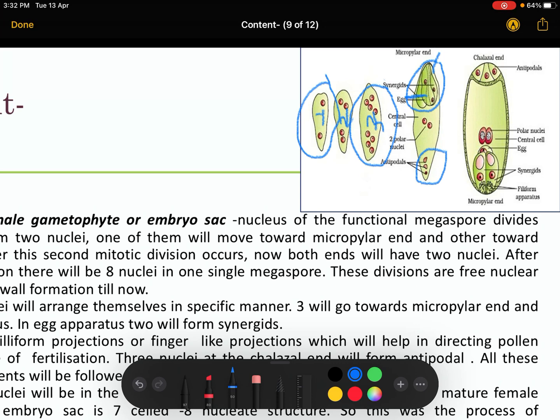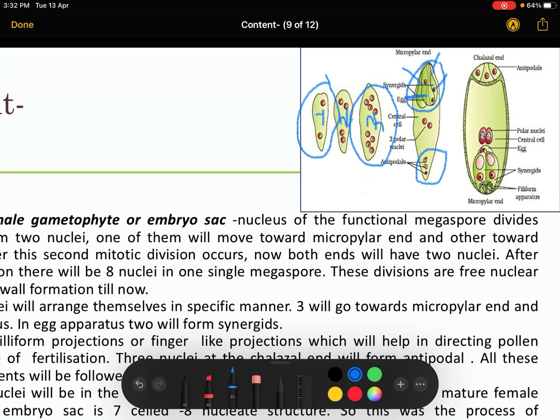It will take part in fertilization with the male gamete from the pollen grain. So, the egg is the female gamete. 2 cells closing the egg are called synergids. These are synergids, and they have a filiform apparatus. Filiform means finger-like projections. Why will they have finger-like projections? Because due to the finger-like projections, they will be able to direct the pollen tube towards the egg cell and help in fertilization.